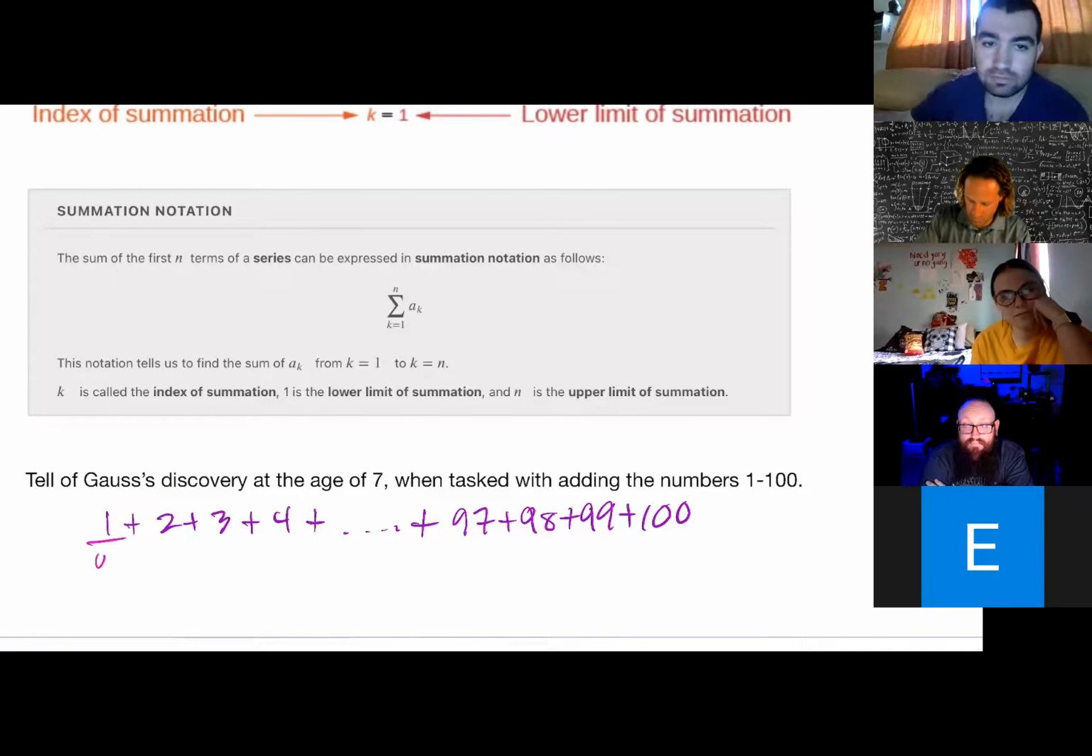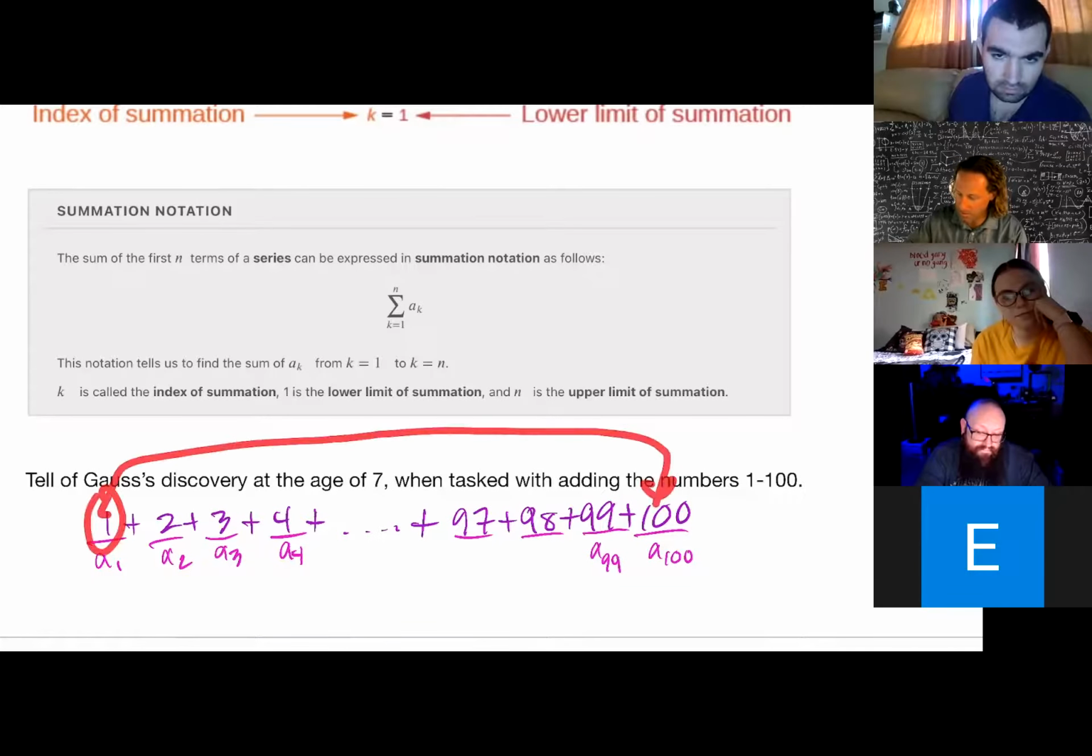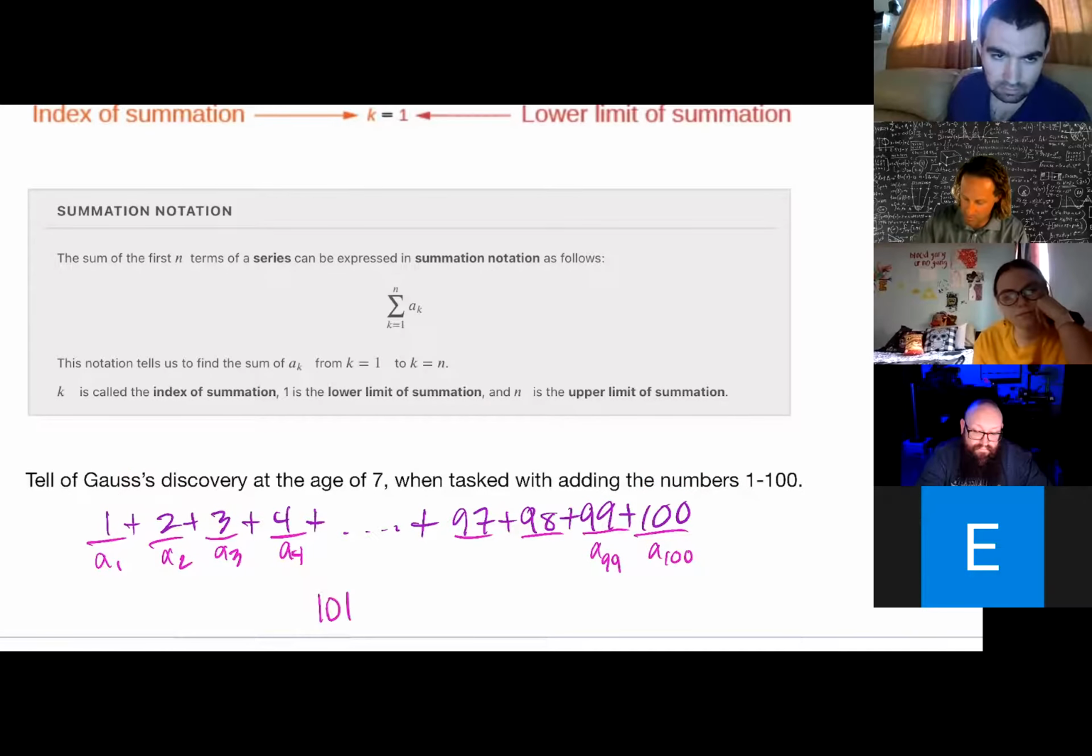50. You know that this is the first term, this is the second term, this is the third term. So you can see the pattern here. This therefore would be the 100th term, 99th term, and so on. And since he was able to pair them up, and there were 100 terms, he knew that he would have 101 50 times.